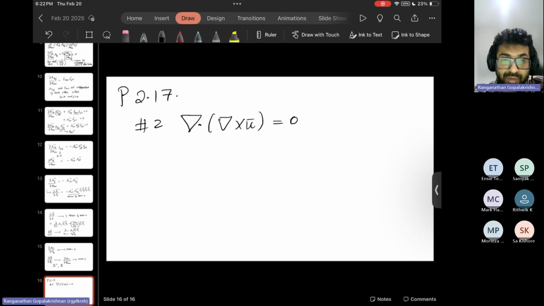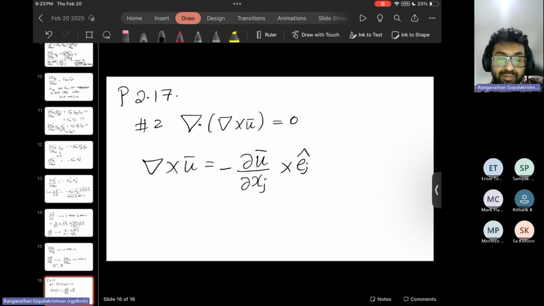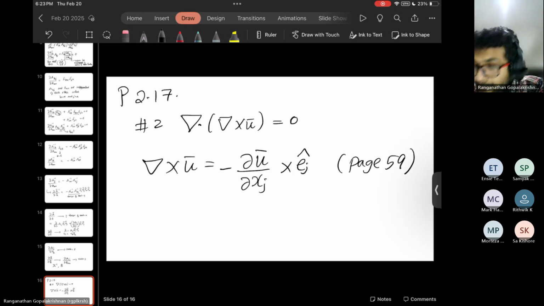Okay, I'm going to start with this. The curl of u is the partial derivative of u with respect to xj, with a negative sign, cross ej. This is given in the book, coming from page 59. This is basically the definition of curl.